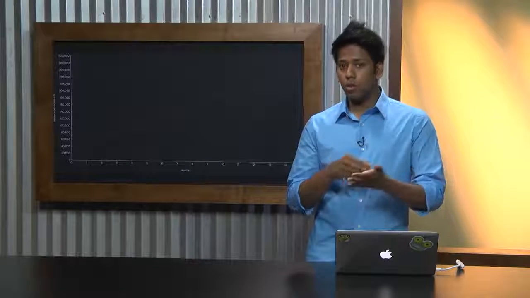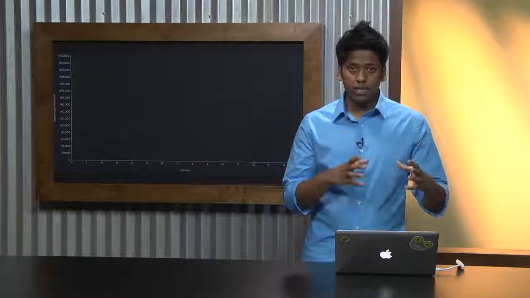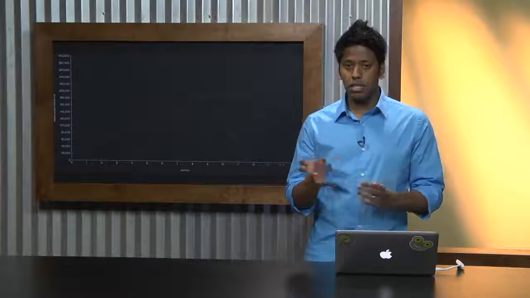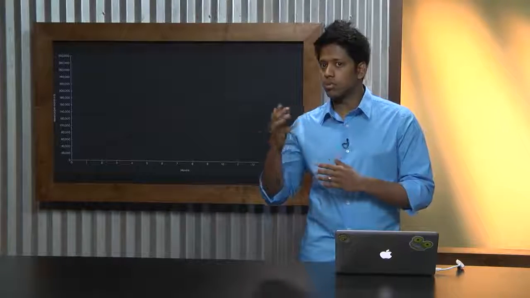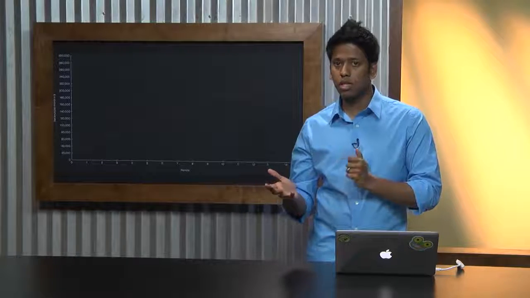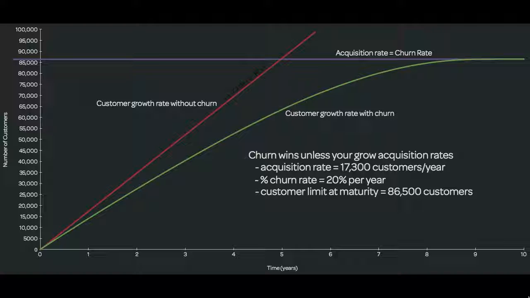In simpler terms, total churn, which is the churn rate times the number of customers, is directly proportional to increases in your customer base. So the more customers you have, the more chances you have of losing those customers. In this graph, we have total number of customers against time in years. Let's say that you can take over 5 years to get 88,000 customers without any churn. Growth at this point along the line is 17,300 customers per year.